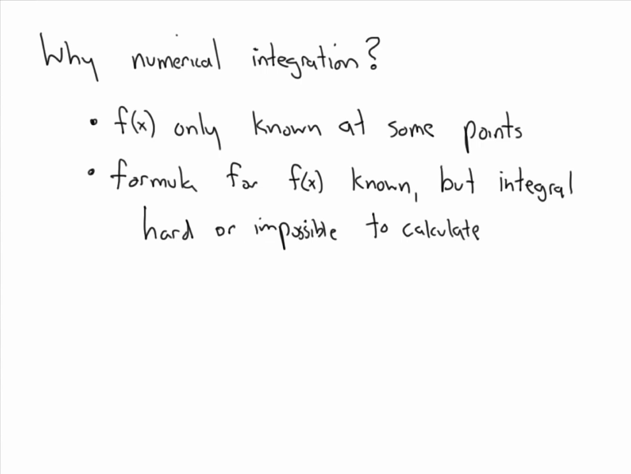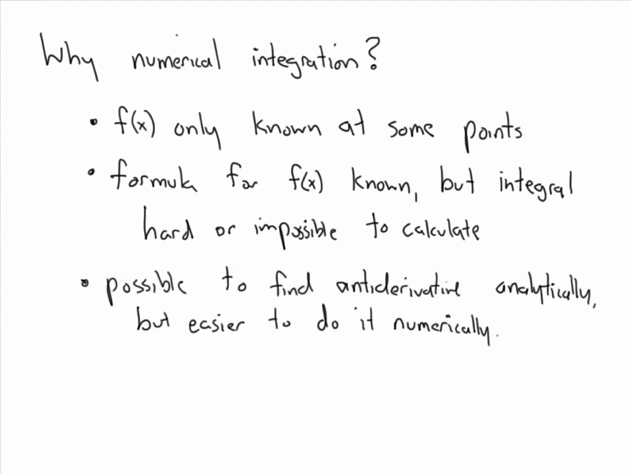It could also be that the formula for f of x is known to you, but the integral is hard or impossible to calculate analytically. And this is something that happens quite a bit. And then a third reason is that a lot of the time it's possible to find the antiderivative analytically, in other words, to compute the integral analytically, but it's just easier to compute the numerical approximation of it.